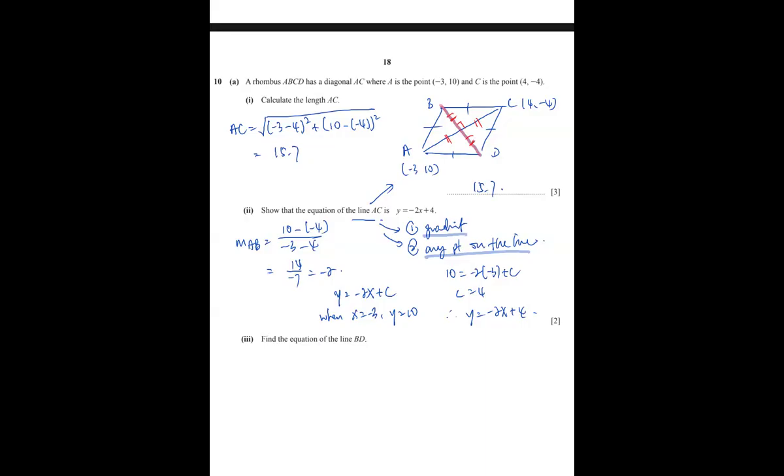So we find the gradient already. The gradient of BD: BD is perpendicular to AC, which means the gradient of BD is the negative reciprocal of the gradient of AC. So it's -half. Not -half, it's half, because the gradient of AC is negative already.